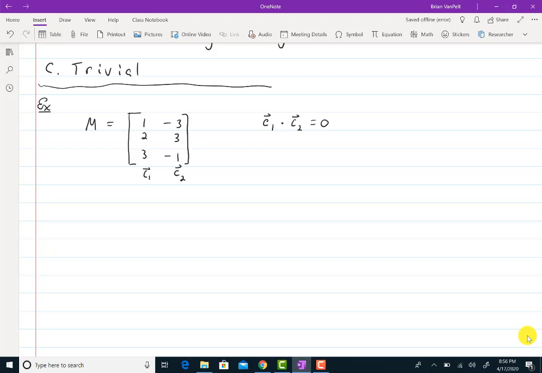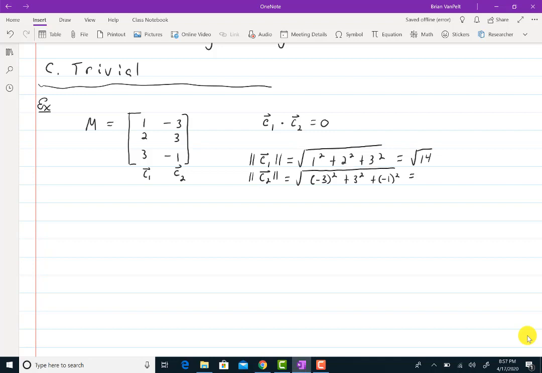Next, if I take the norm of C1, I'll get the square root of 1 squared plus 2 squared plus 3 squared, which equals the square root of 14. The norm of C2 will equal negative 3 squared plus 3 squared plus negative 1 squared. And that will be the square root of 19.